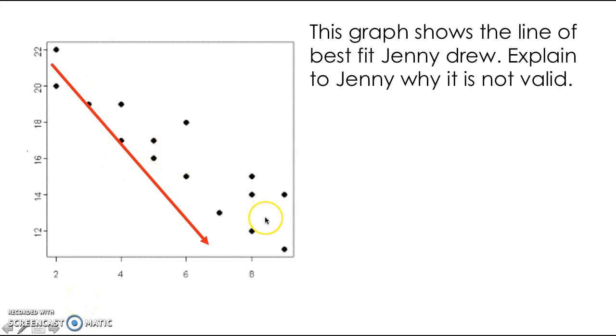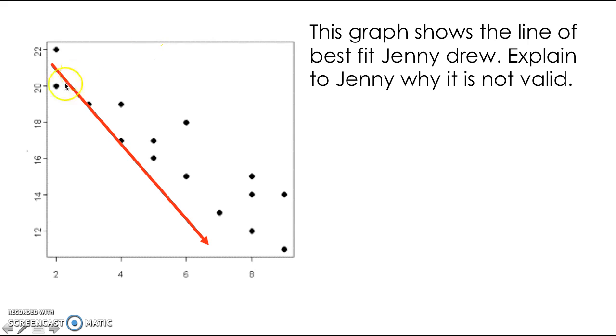Your points are going in a downward direction. That means that they must have a negative correlation. Negative correlation means that as your x increases, your y decreases. Now that is true for this scatter plot. And yes, this line of best fit is showing me that it decreases. However, this is not the way that we want to draw a line of best fit for this scatter plot.